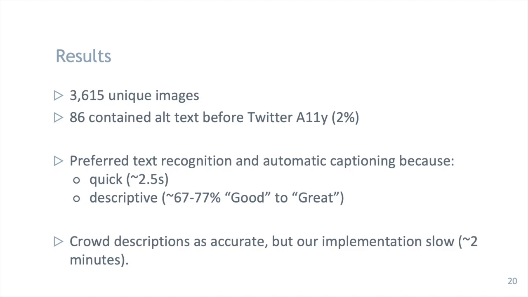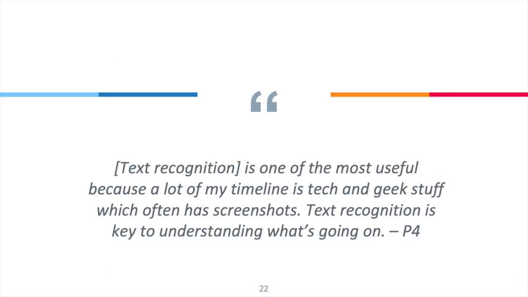Participants reported that they preferred text recognition and automatic captioning methods because they were quick and often fairly descriptive. They said that the crowdsourced descriptions were accurate, but it was too slow to wait for someone when browsing social media. Participant 4 demonstrated that the usefulness of a particular method is dependent on the timeline contents, saying that text recognition is one of the most useful because a lot of my timeline is tech and geek stuff, which often has screenshots. Text recognition is key to understanding what is going on.